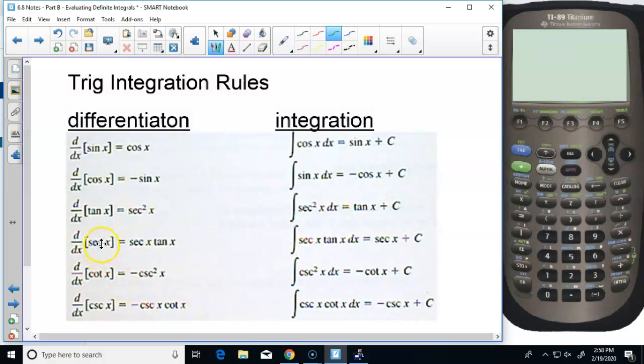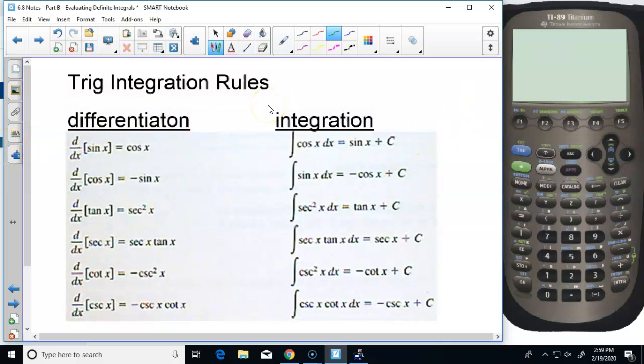Right? If you know the derivative of secant is secant tangent, then the integral of secant tangent is secant. The ones that have negatives, instead of doing the integral of negative cosecant squared x, they have done the integral of cosecant squared x, so you get negative cotangent. We don't use these last ones a lot, but you might use them some, so they're here.